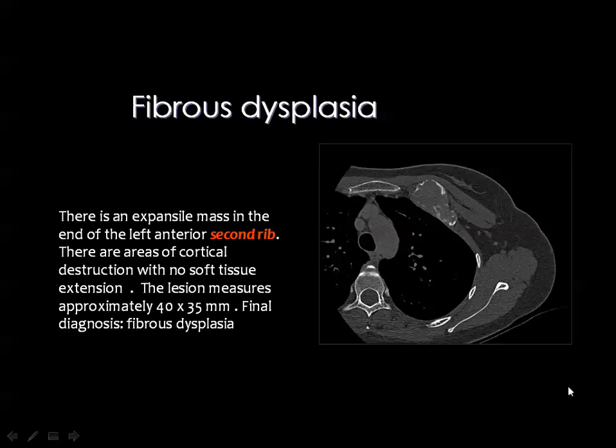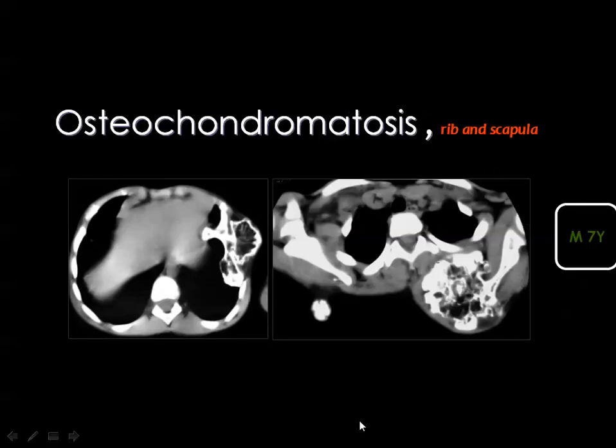And this is also a case of fibrous dysplasia affecting the anterior part of one of the ribs. The affected part is expanded and the cortex is irregular, but you can remember that there is no extraosseous soft tissue component, and the extraosseous soft tissue component is one of the criteria of malignancy.